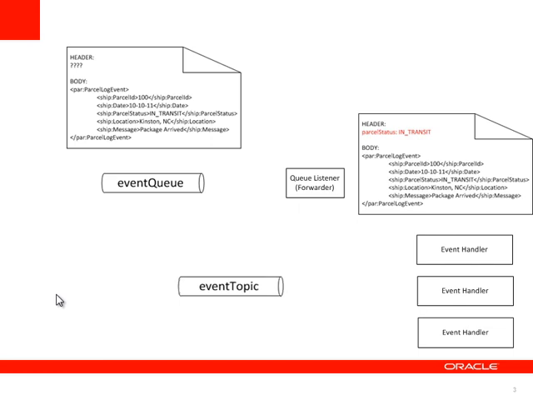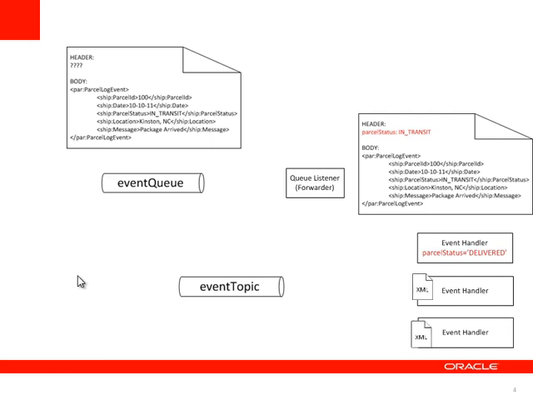And the goal here is to enable event handlers to be able to filter for specific message types. So you see the top event handler is filtering for parcel status equals delivered. So when this particular message gets delivered, it will go to all of the event handlers except the one that is filtering for parcel status equals delivered. So the goal of having the event queue and event topic is to make sure that we have the appropriate JMS headers on the messages that are delivered onto the event topic.